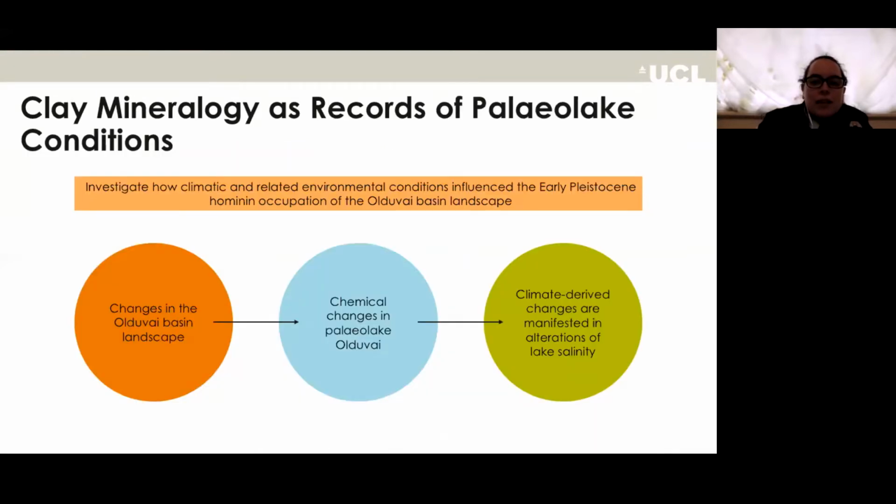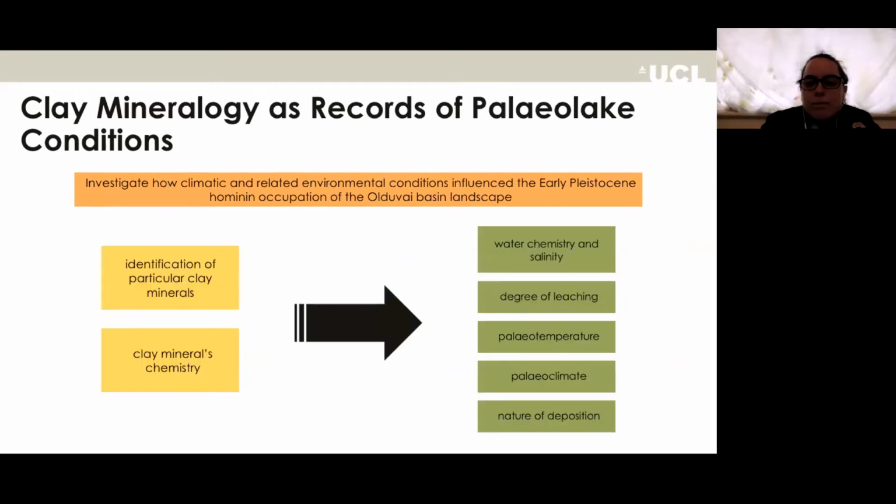To better understand the environmental context of this occupation, an objective of this project is to study the chemical changes in the Lake Olduvai as a function of the climatic changes that occurred in the Olduvai Gorge landscape. And climate-derived chemical changes in lakes are manifested in alterations of lake salinity, the latter of which are registered in the mineralogy, especially in the clays.